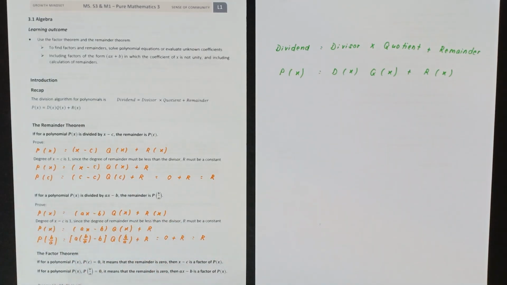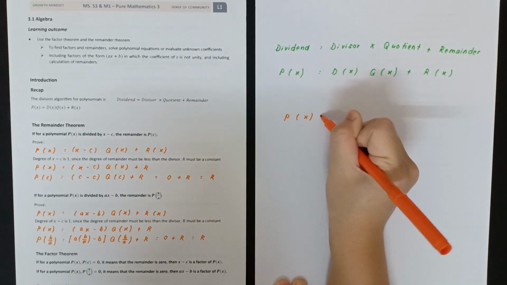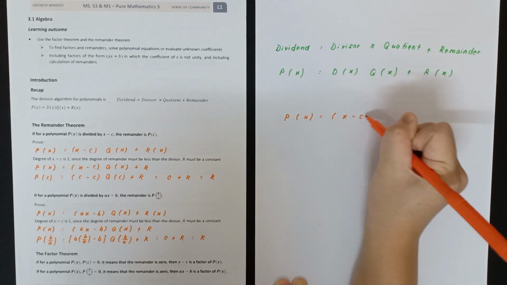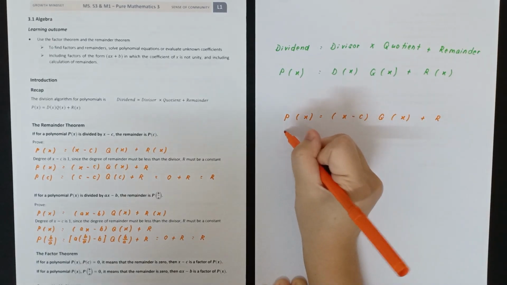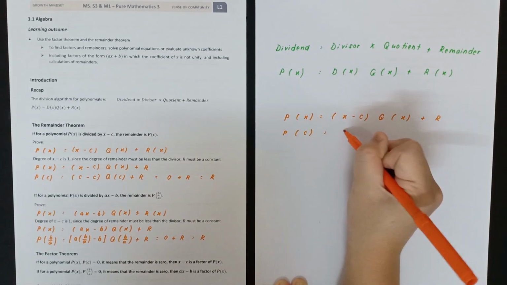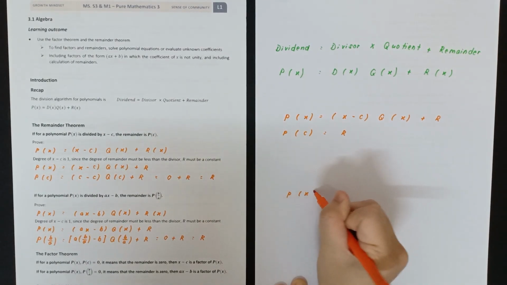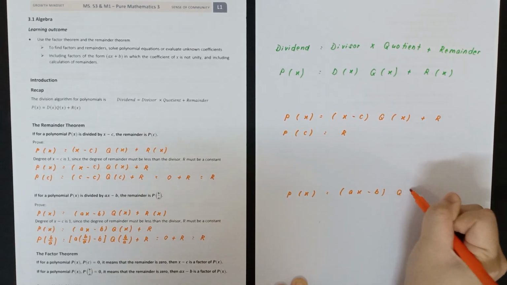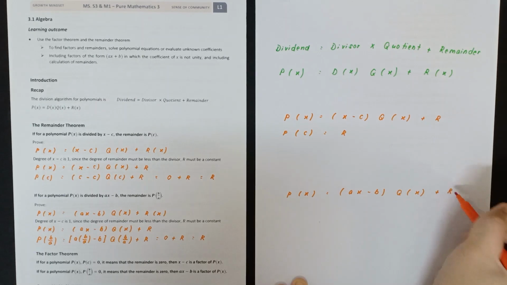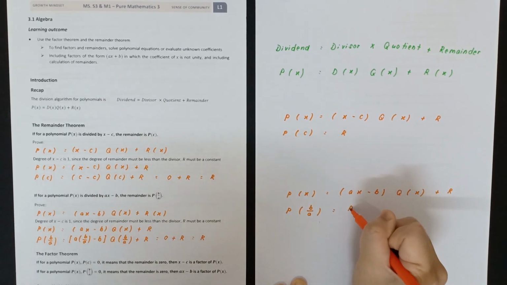So now you can think of it further. We have P of x equals x minus c, q of x, plus r, right? So we say that if we have P of c, then it equals r. The same thing for the other one: P of x equals ax minus b, q of x, plus r. So P of b over a is basically equal to my remainder.